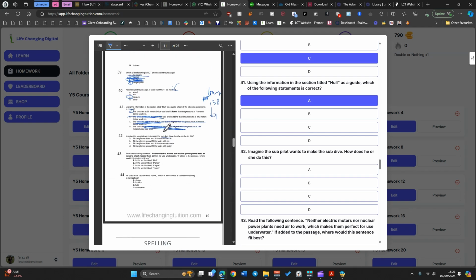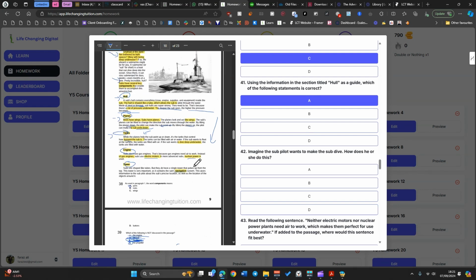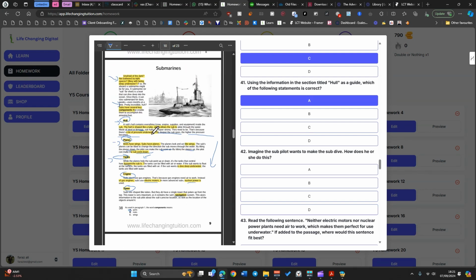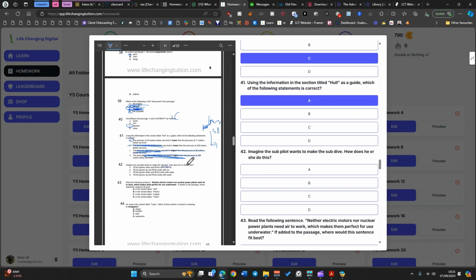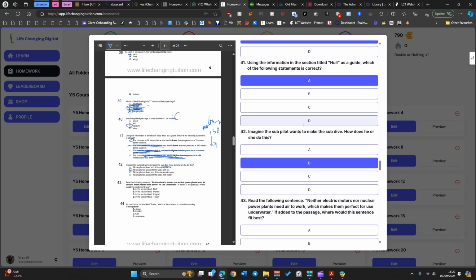By tilting the planes up, so we have to look at what you have to do to the water as well with the tanks. So it says here, if it wants a deep dive, they have to fill the tanks with water. And the reason they're doing that, if the sub wants to float at the surface, the tanks are filled with air. Basically, if they fill it with air, they'll start floating. If they fill it with water, they'll go down. So they should fill it with water and point the planes up, which is option B.